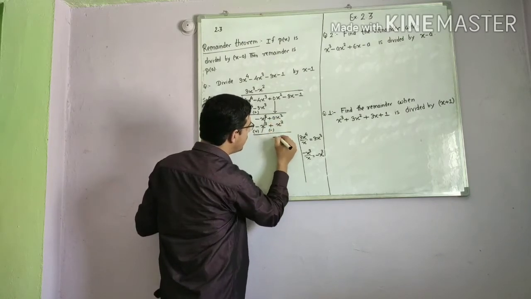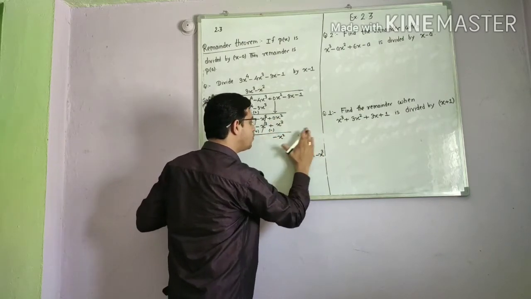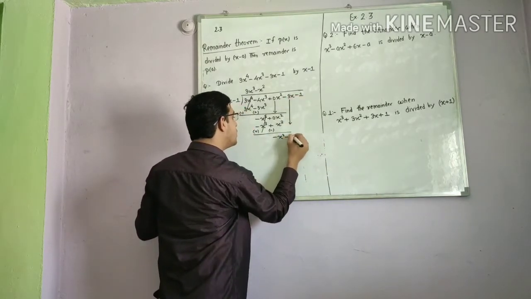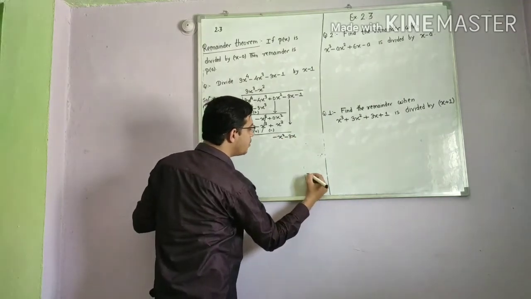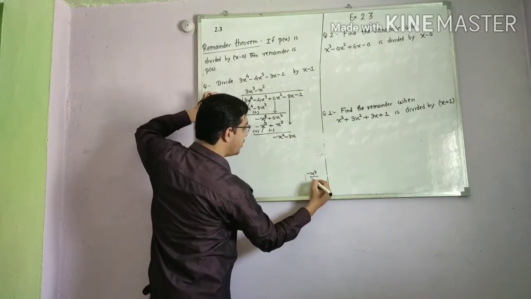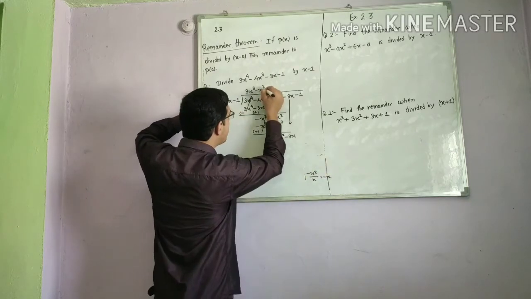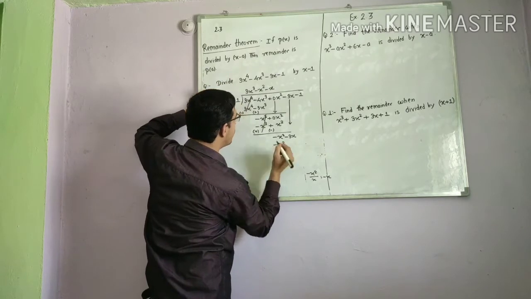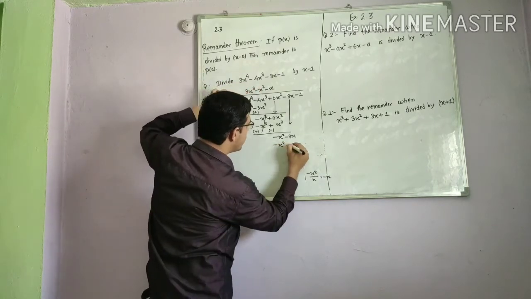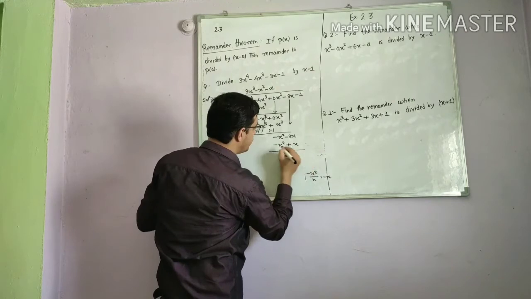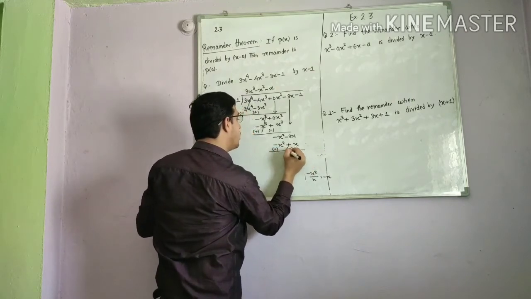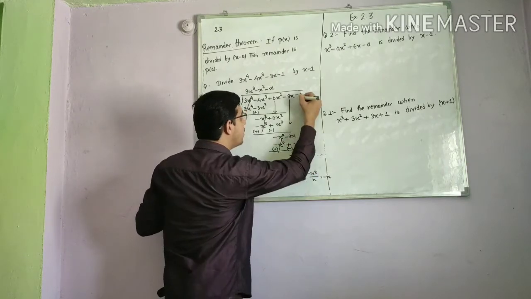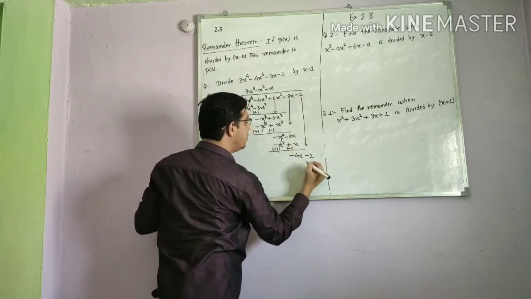And minus 1, that is minus x square and minus 3x. Now here the first term is minus x square and here it is x, so it will be minus x. Minus x into x is minus x square and minus x into minus 1 is plus x. So this will become positive, this will become negative, cancelled. Minus 3 and minus 1 will be minus 4x and this is minus 1.